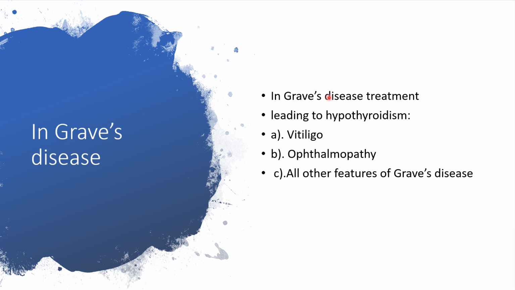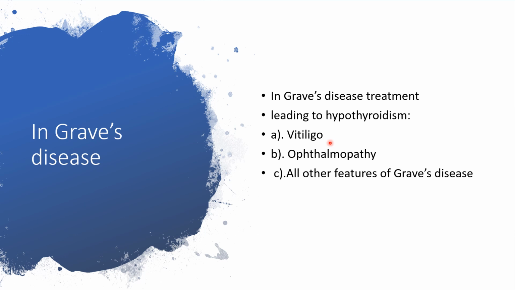In Graves' disease, when you are treating the person, you have your methimazole, propylthiouracil, radioiodine. Don't worry, we are not in hypothyroidism yet. That will change the course because they want the level of T3 to drop, and then there will be hypothyroidism. It's great, but your treatment is leading to hypothyroidism. So that may be vitiligo.